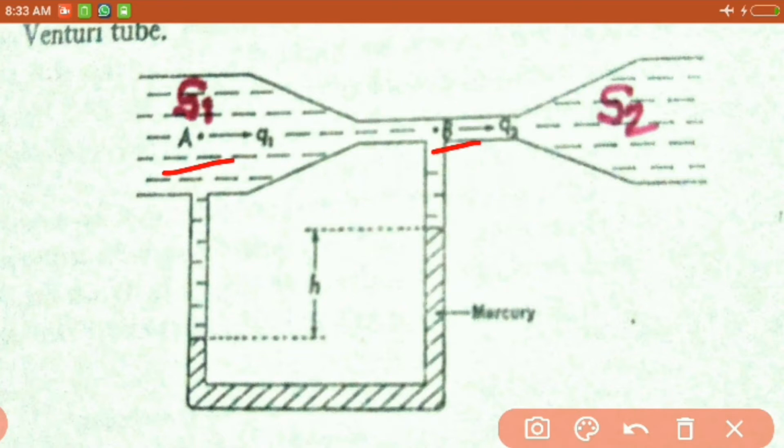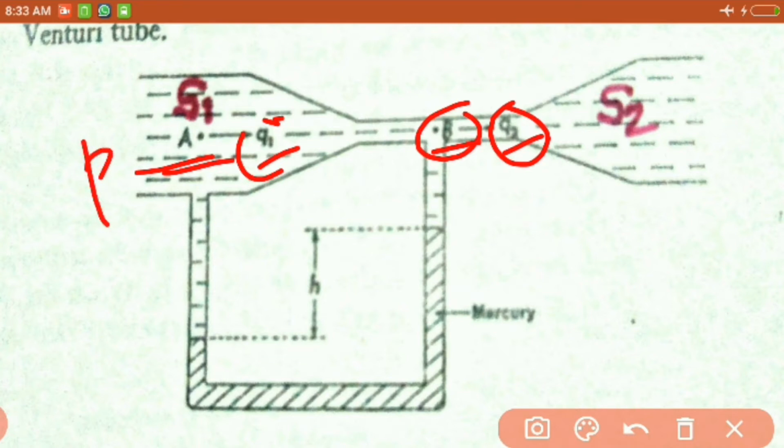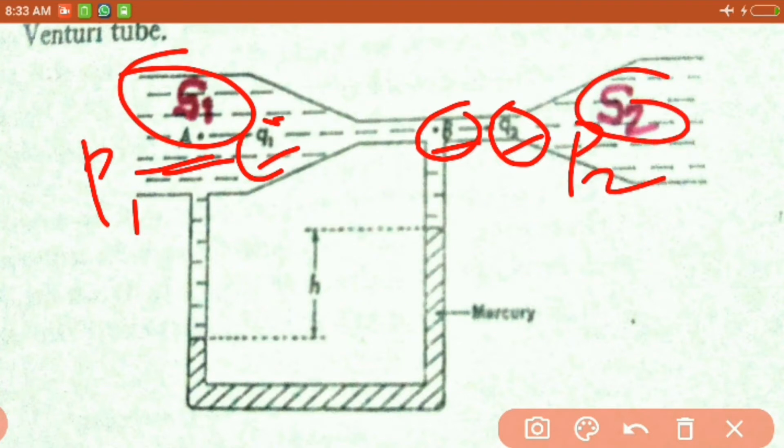And let q1 and q2 be the fluid velocities at points A and B. q1 is the fluid velocity at point A, and q2 is the fluid velocity at point B, with pressures P1 and P2 respectively. S1 and S2 are the sectional areas at these locations.